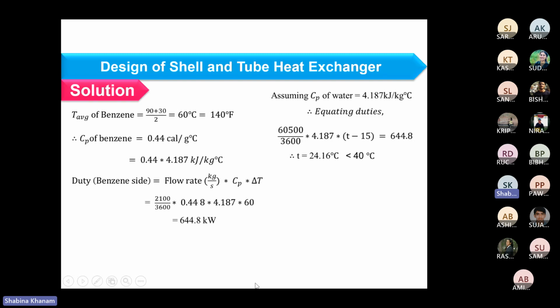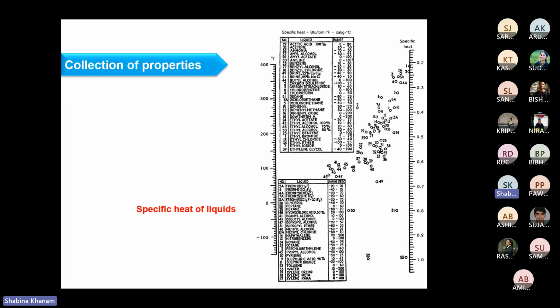Now next step, if you see the flow chart, next step was to collect the physical properties. Cp value we have already calculated, and for both the fluids you know both the temperature inlet and outlet. Okay, now you need to calculate the average temperature of both fluid and collect other properties, for which iterations are not required because you already know the temperature. You simply need to see the values of the properties.